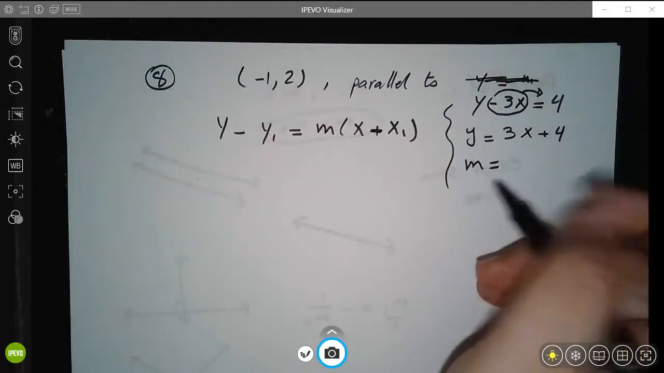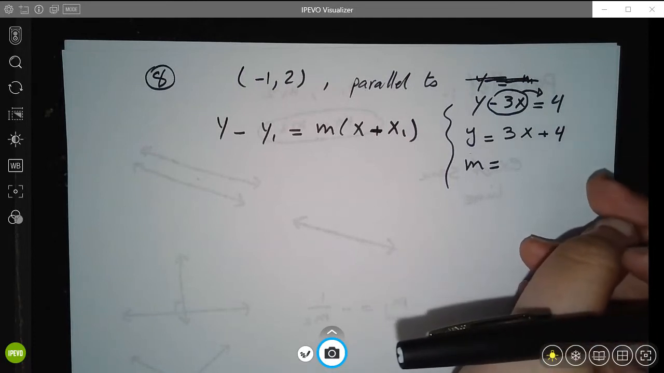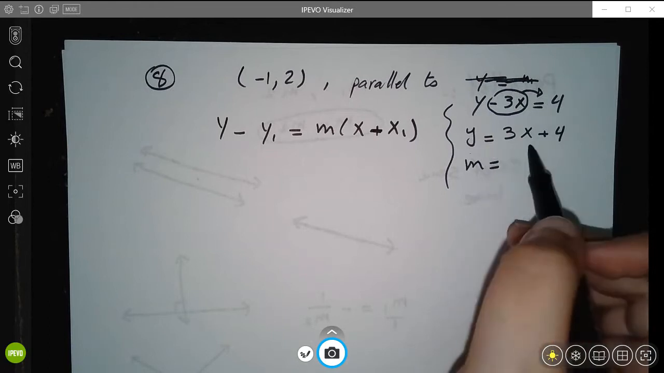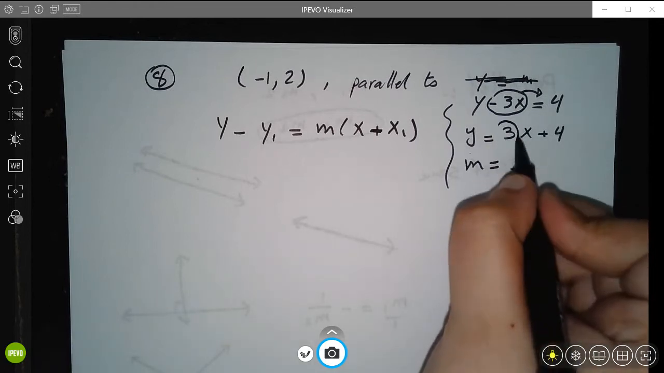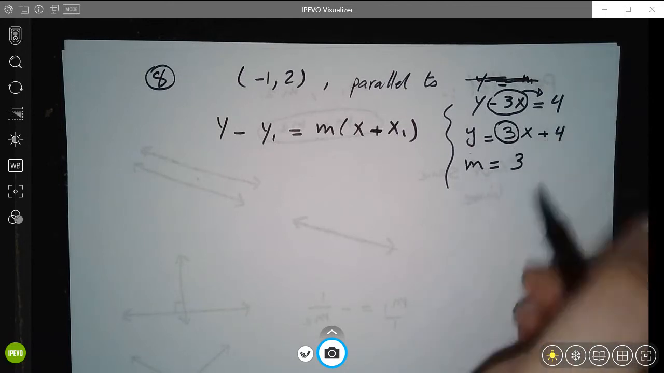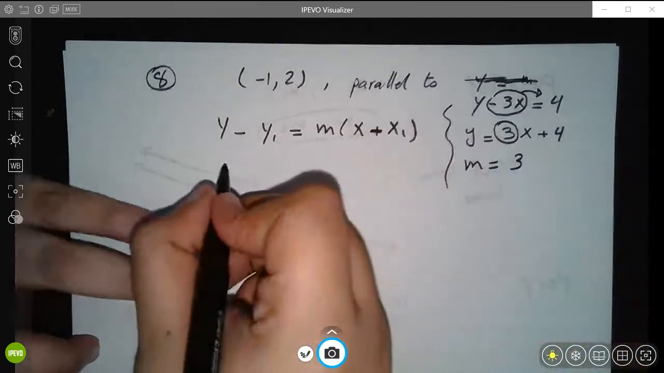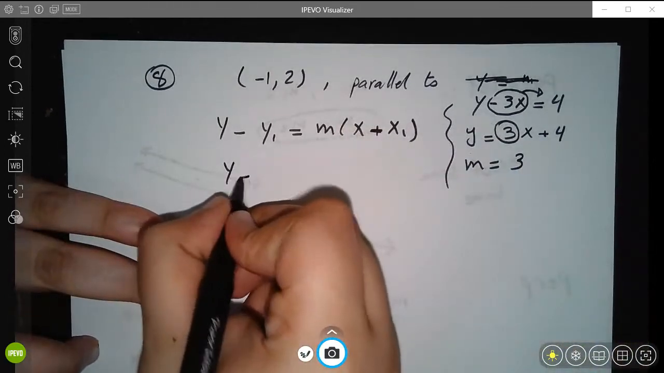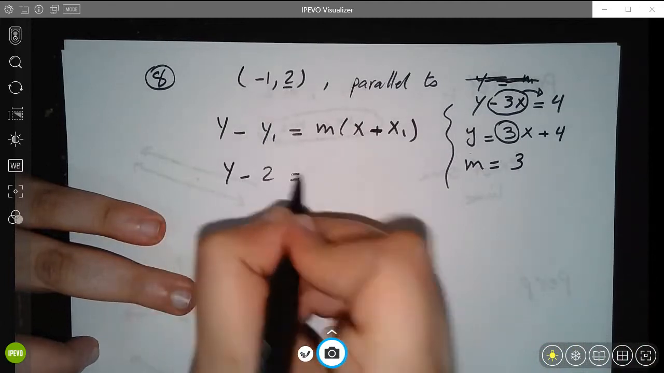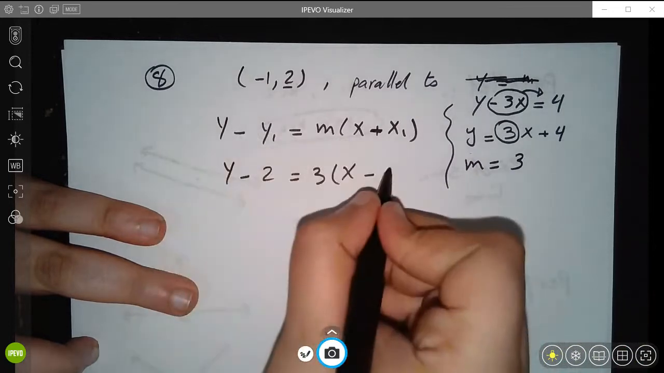Come on, guys. Which part of this is m? It's 3. This right here is the number multiplied by x. Yeah? So this is your slope. So the slope is 3. Now we use this here. So we go y equals, y minus y1, which is this point right here. So y minus 2 equals 3 times x minus -1.